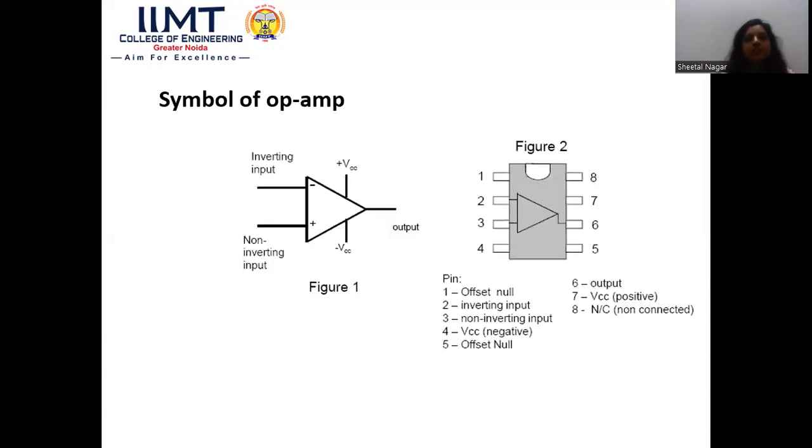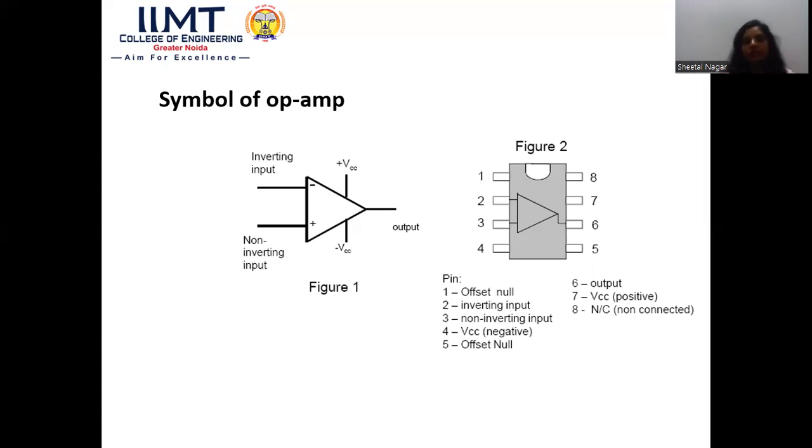Now, this is the symbol of an operational amplifier. Basically, an operational amplifier is represented by a triangle as shown in figure 1. As we see in the symbolic representation, we have two input terminals. The first one is our inverting input, and the next one is our non-inverting input. And we have positive DC supply and negative DC supply pins and one output terminal.